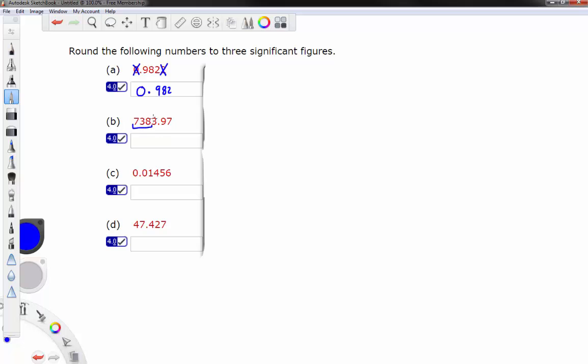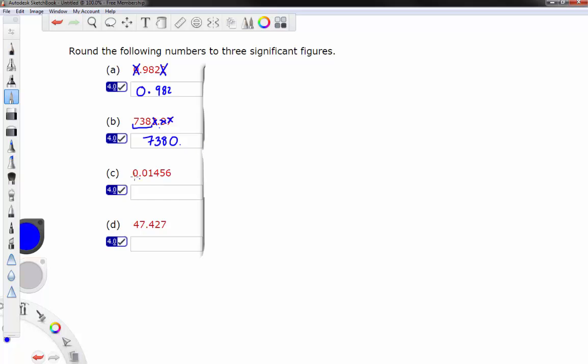Alright, next one down, all of these numbers are significant. We only want 3 of them. So this, this, and this have to go away, and 3 rounds down. Anything 0 obviously doesn't do any rounding at all. 1, 2, 3, and 4 round down. 5, 6, 7, 8, and 9 all round up. So this one becomes 7,380. We have to include this 0 to locate the decimal point.